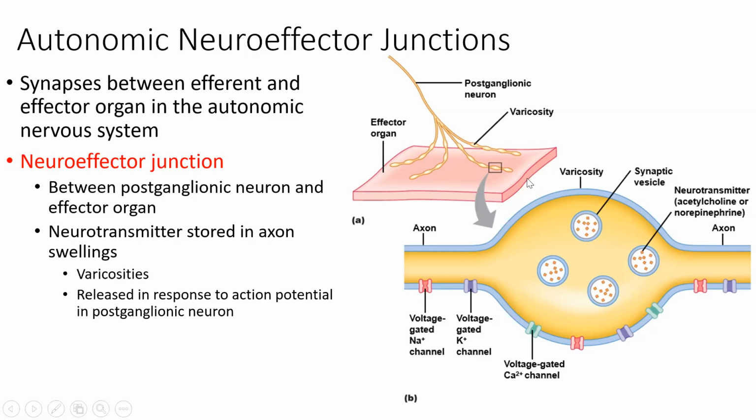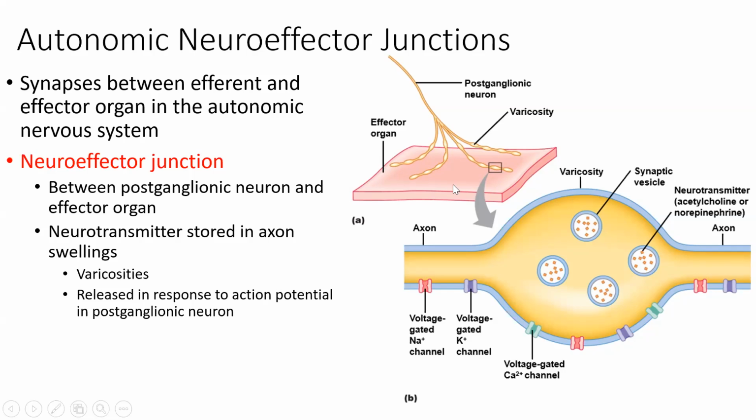But this is going to be a little bit different from a traditional neuron-to-neuron synapse, because here we're synapsing from a postganglionic neuron, which is that second neuron in our series of 2 neurons, and the effector tissue or effector organ that it is innervating. So this can be cardiac muscle, this can be smooth muscle, this can be adipose tissue, or glandular tissue.